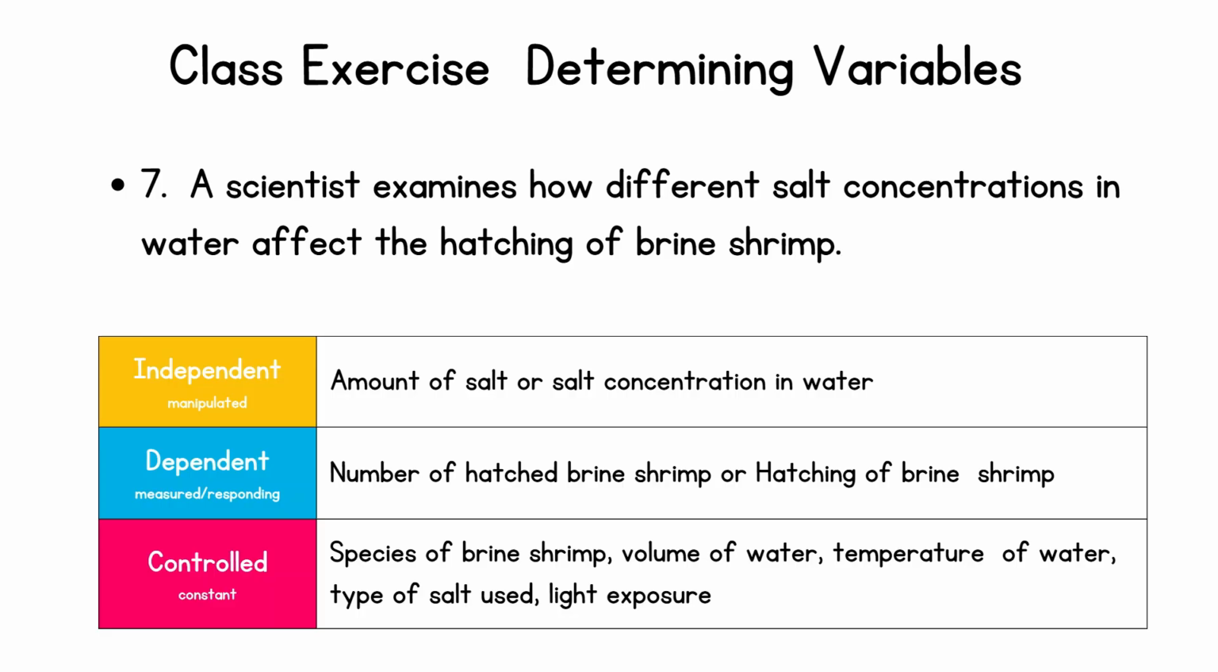Awesome. So the independent variable would be the amount of salt or salt concentration in the water. The dependent variable here will be the number of hatched brine shrimp, or the hatching of brine shrimp. And then what is being held constant would be the species of brine shrimp, the volume of water, the temperature of the water, the type of salt used, and the light exposure. So any of those would work.